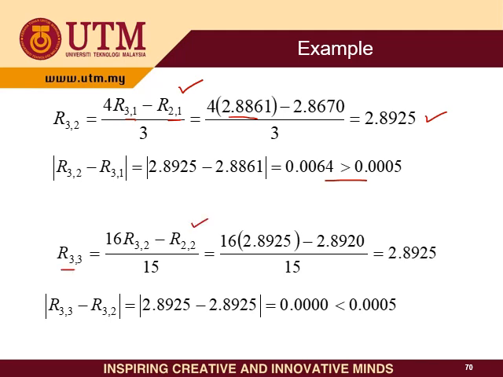This is the formula for R33 based on the Richardson improvement. You put into the equation your R32 and R22, then you can find your R33. And then you can minus your R32, okay, and you can see whether it is less than your error. Okay, now you can see after you minus R33 and R32 results, you will get it is less than 0.0005. Now you can stop your calculation.